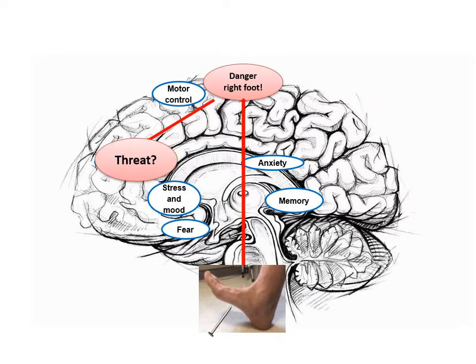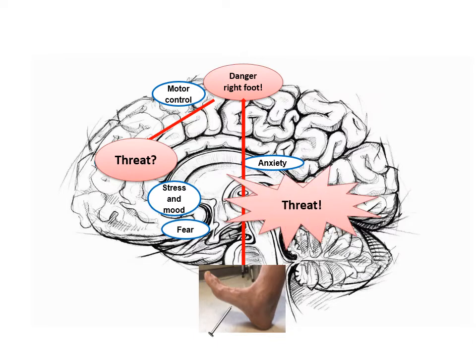They then talk to the hippocampus, which is involved with memory, specifically memory of traumatic events. They ask, has stepping on a nail ever been a problem before? Is there a reason I should be concerned about my right foot? The hippocampus then responds, why yes, in my experience when something sharp pierces the skin, it's a threat.